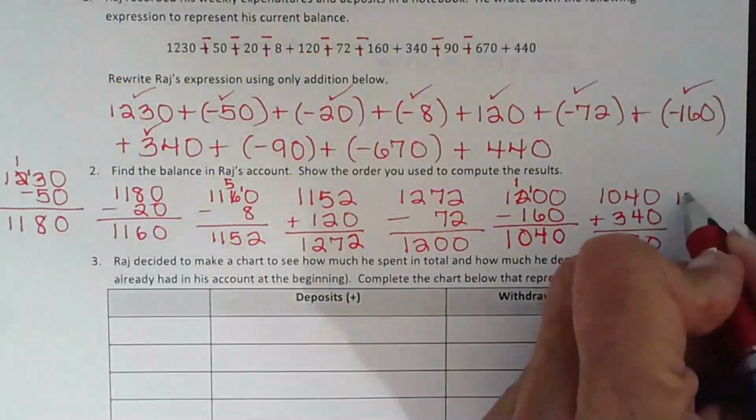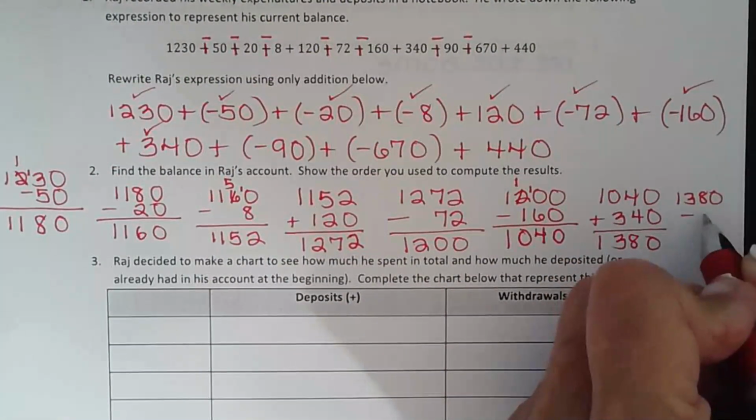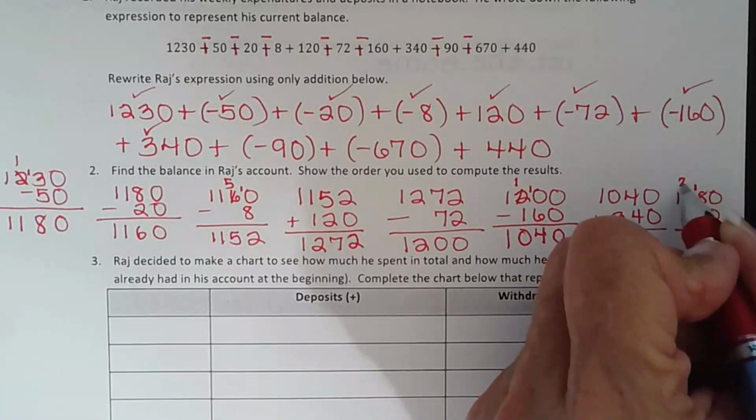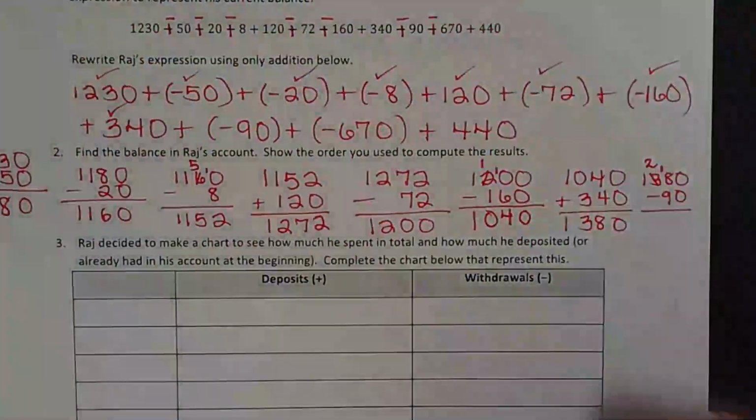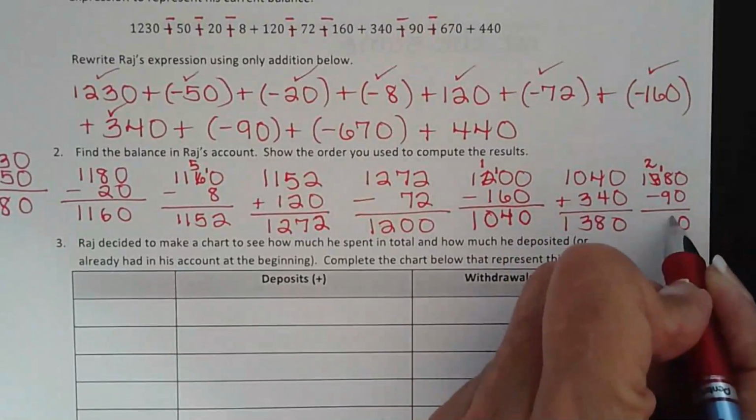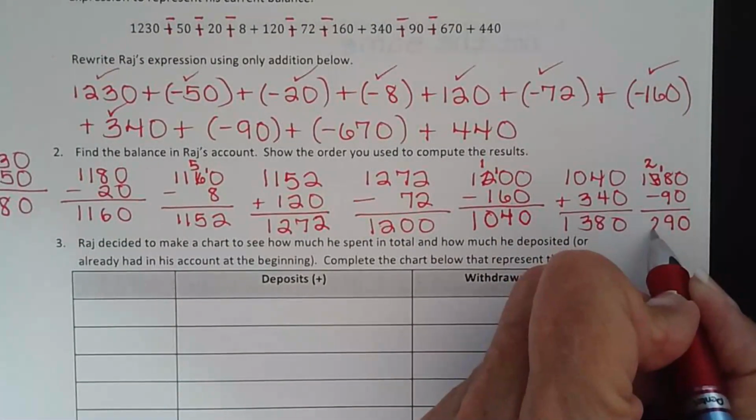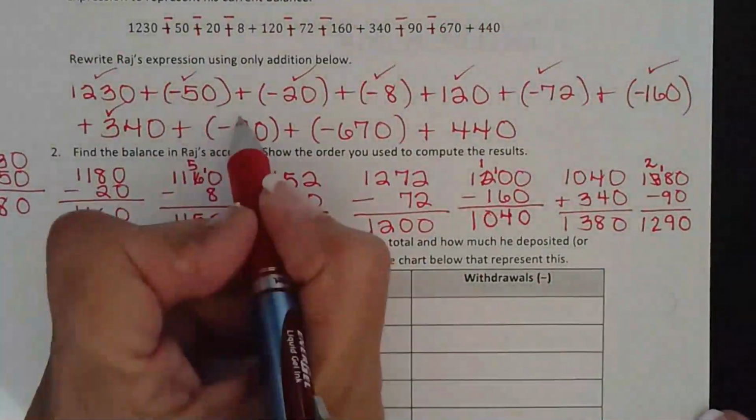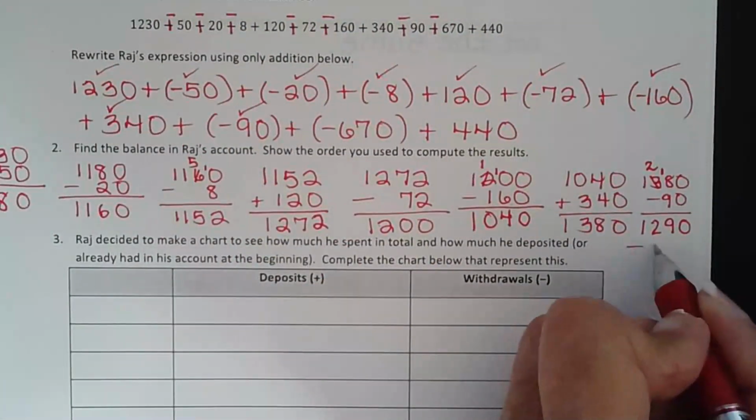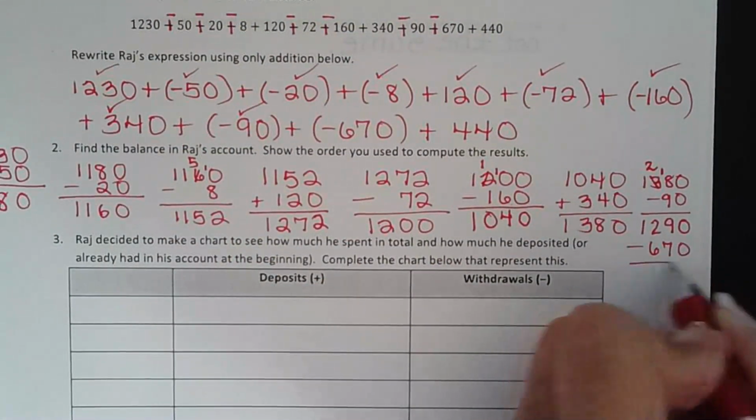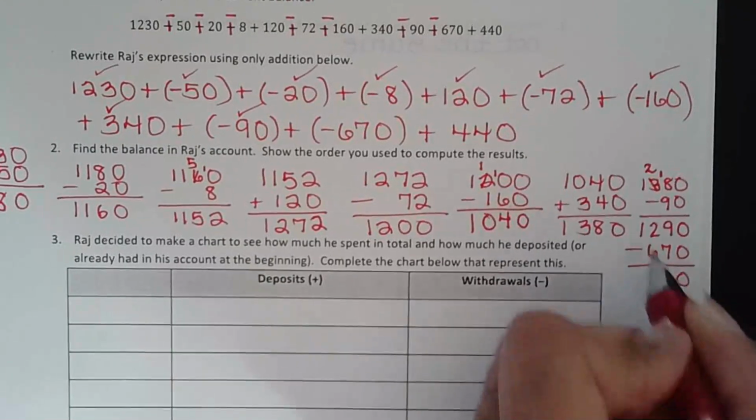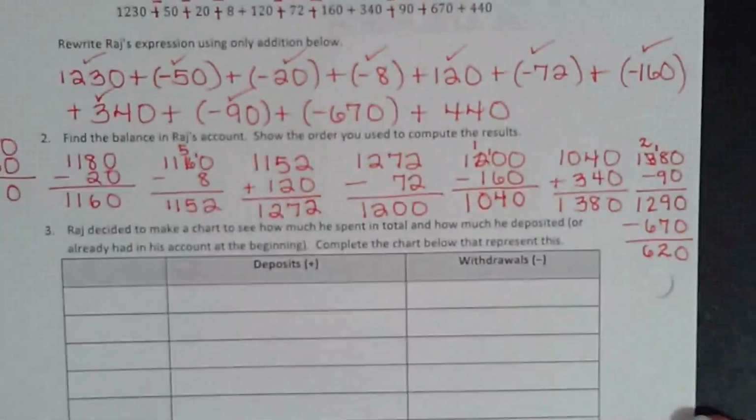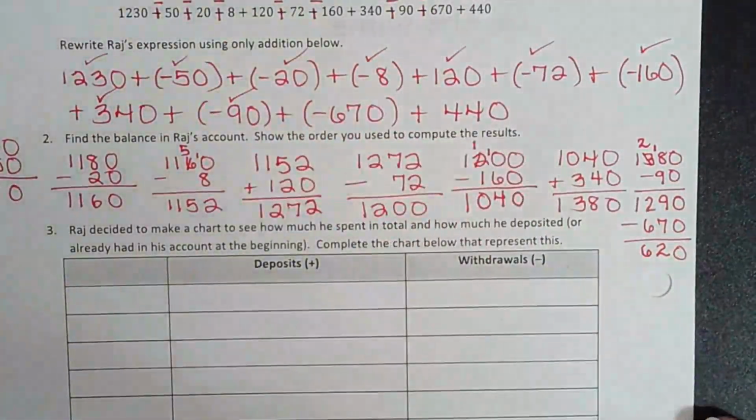So 1380 minus 90. Again, we have to borrow, make that 18 and borrow from the 3. So then we get 0. 18 minus 9 is 9. 2, 1. So now we have 1290. And we're subtracting 670. So 0, 2, 12 minus 6 is 6. So we're at 620, and last but not least, we're adding 440 to that.